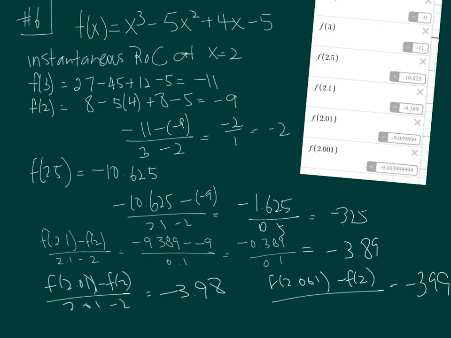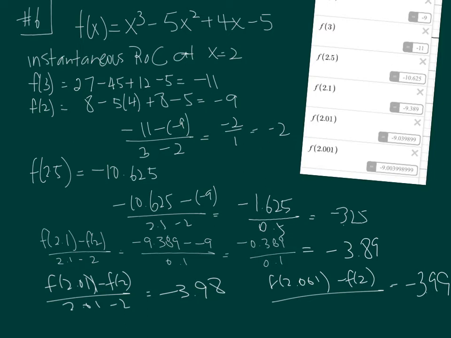Okay, so I've already done the work on this one. So this is our function, and we've been asked to find the instantaneous rate of change at x equals 2. So we basically want to use our rate of change formula over and over again and get closer to 2. So first I'm going to try f at 3 and f at 2, figure out what those are. I'll use the slope formula. So there's my f at 3, my f at 2, and the 3 and the 2.